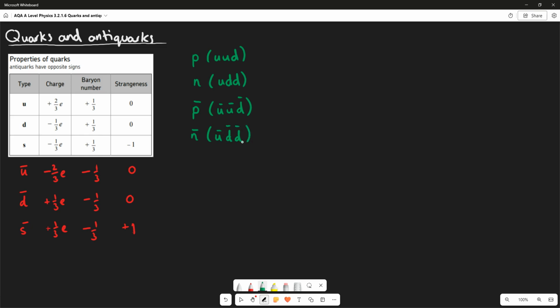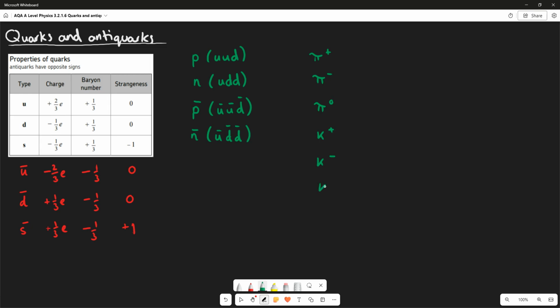You need to know some of the mesons as well. So here are the baryons. They've all got 3 quarks, and if you calculate the baryon number, you'll see that they've all got a baryon number of 3. The mesons have a baryon number of 0, and the ones that you need to know about are the pions and the kaons. So there are 3 types of each. There's the positive, the negative, and the neutral for each.